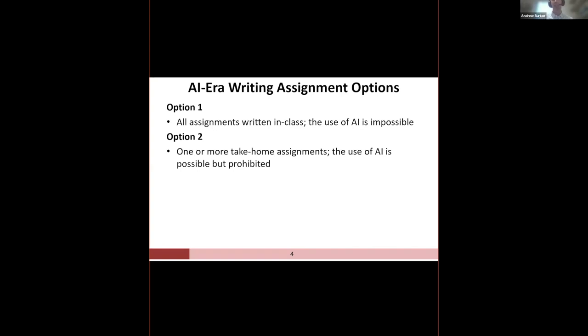Another problem is that, as we've come to realize, detecting the use of AI for writing assignments is very difficult and maybe even impossible. These AI detectors, for example, offered by OpenAI, they don't work. They're not reliable.